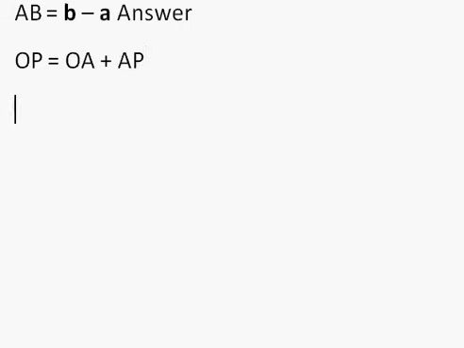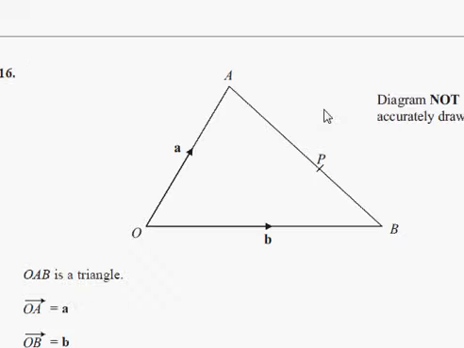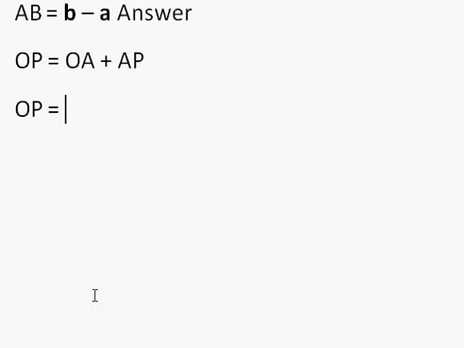Well, let's just sub in the values. Let's sub in what we know. The question tells us that the vector OA equals the vector a, small a. So OP equals a. Oh, excuse me. Yeah, OP equals a because OA equals the vector a.